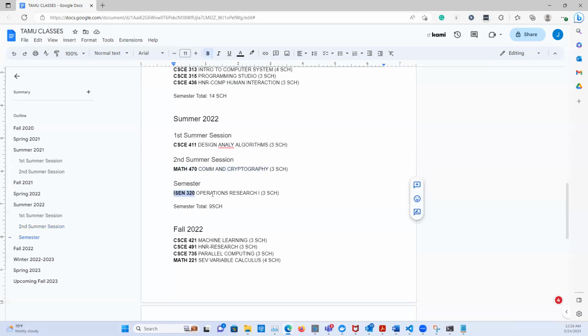The next was ISM 320, which is Operations Research 1. This was done for the statistics degree, since I was trying to do a double major in statistics. This class was pretty interesting because you learn a lot about linear programming and how that's applied in the business world, as well as industrial engineering. So it was a very interesting class.